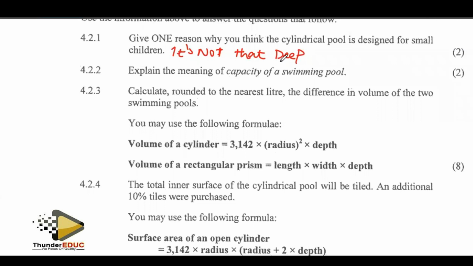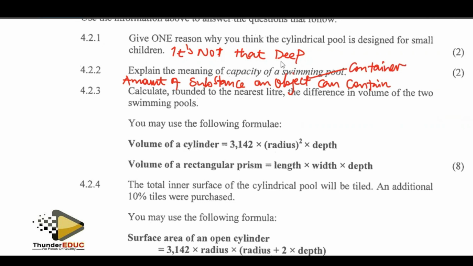Explain the meaning of capacity. Capacity, we are saying, is the amount of substance an object can contain. Amount of substance an object can contain. When you look at an object, we are looking at a container.